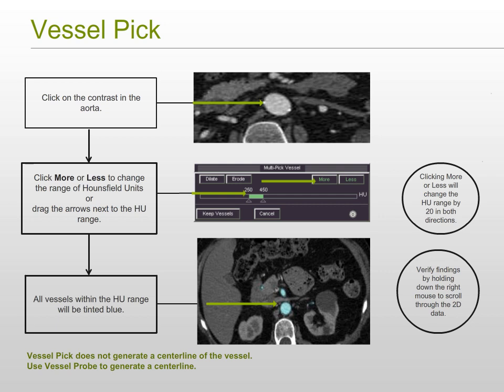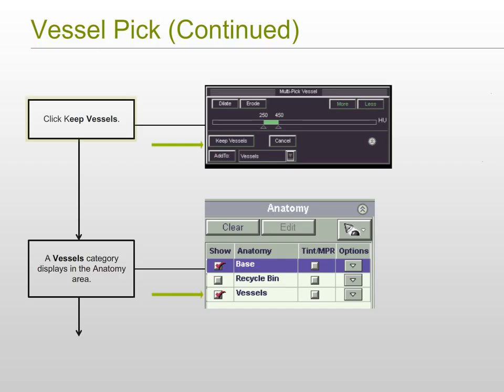In the multi-pick vessel area, click More or Less to change the range of Hounsfield units by 20 in both directions. Or, click and drag the arrows next to the HU range. All vessels within the HU range are tinted blue. Click Keep Vessels. A vessel's category displays in the anatomy area.